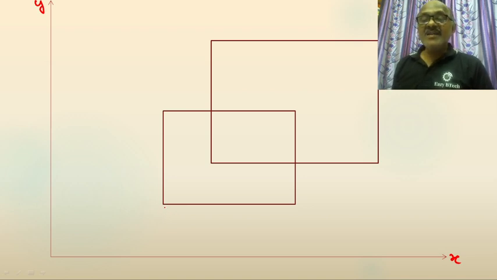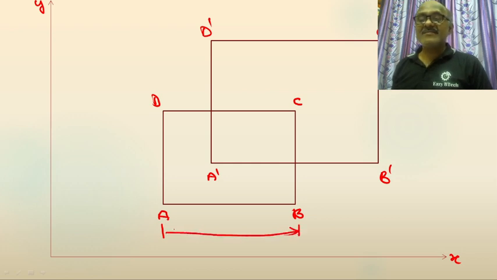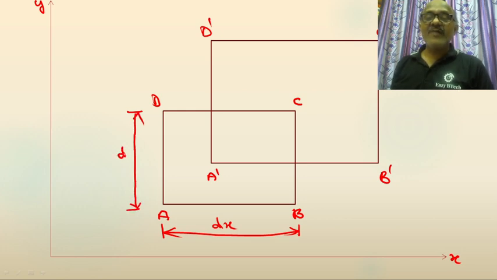Now, consider a differential element ABCD. When force is applied to this differential element, it becomes A dash, B dash, C dash, D dash. Consider a line element AB of original length dx in the x-axis direction. Similarly, the line element AD in the y-axis direction has length dy.